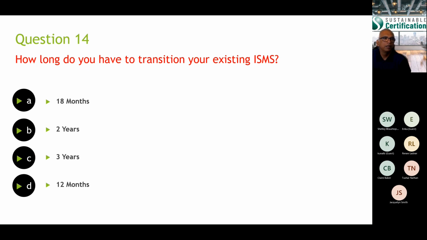So which one? 18 months, 2 years, 3 years, 12 months, or 20 years. Sorry, 2 years until... Yeah, right? See, this is from the starting of this, so not from now, but when it was started. So it is a sort of a 3-year transition period deadline that is given. So that is what is meant by this question.